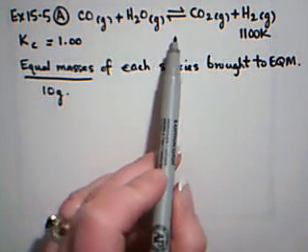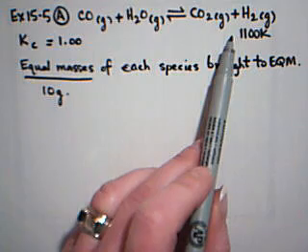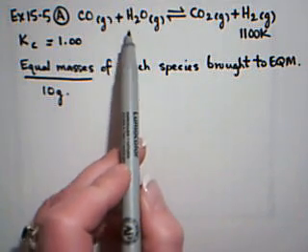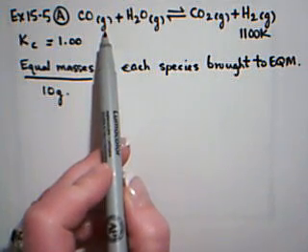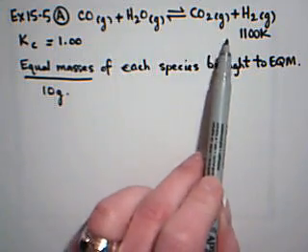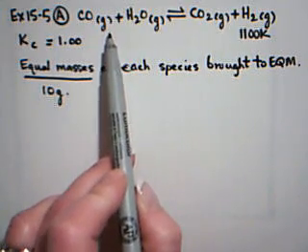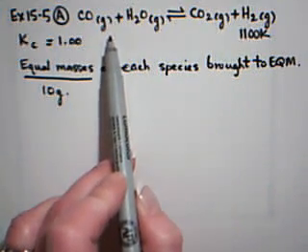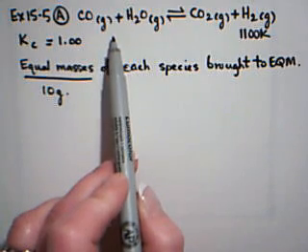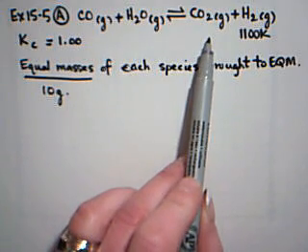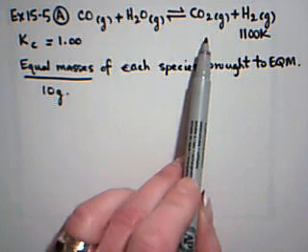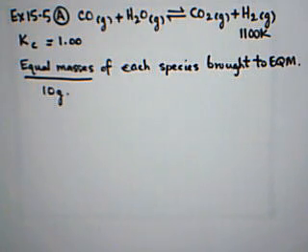So if it moves forward towards the products, then these quantities at equilibrium will be less than those present initially. And if it moves towards the reactants, so if Q is bigger than K, then these quantities will be less at equilibrium than they were initially. That's what the question is asking.